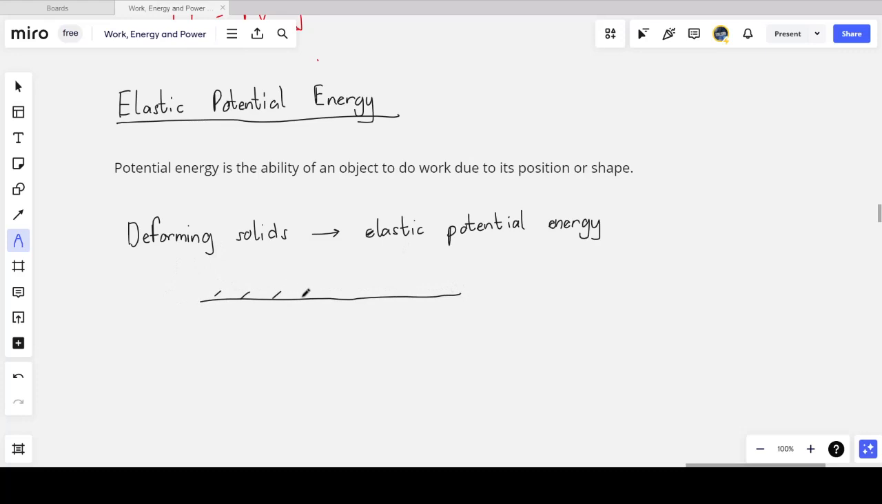So let's imagine I have some horizontal ceiling, and from that ceiling I hang a spring. If I simply hang the spring as is, the spring will be what we call unstretched, meaning it's not being stretched or compressed. So this is an unstretched spring, and we say that the spring has zero elastic potential energy. So it doesn't have the ability to push or pull or raise or lower anything.